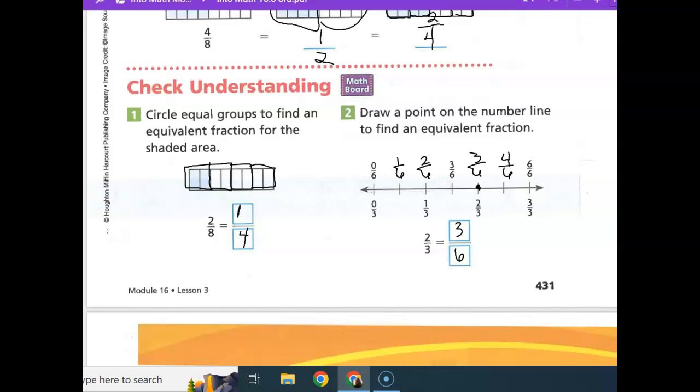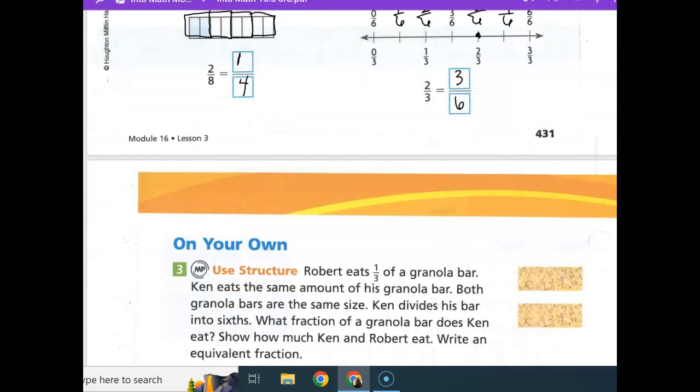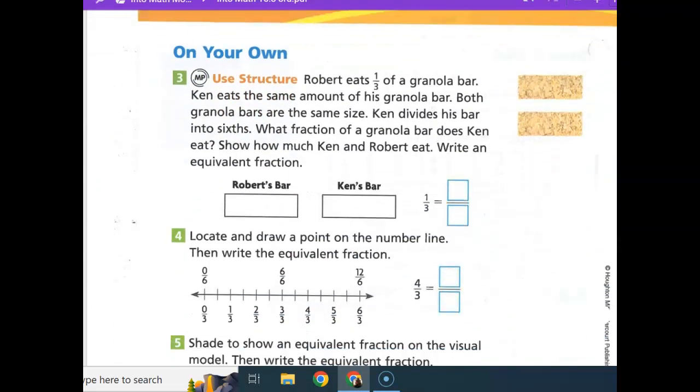Draw a point on the number line to find an equivalent fraction. Well, they gave us 2/3 right here. So, and they told us this was divided into 6 because they already have 6. So 3/6 of that.